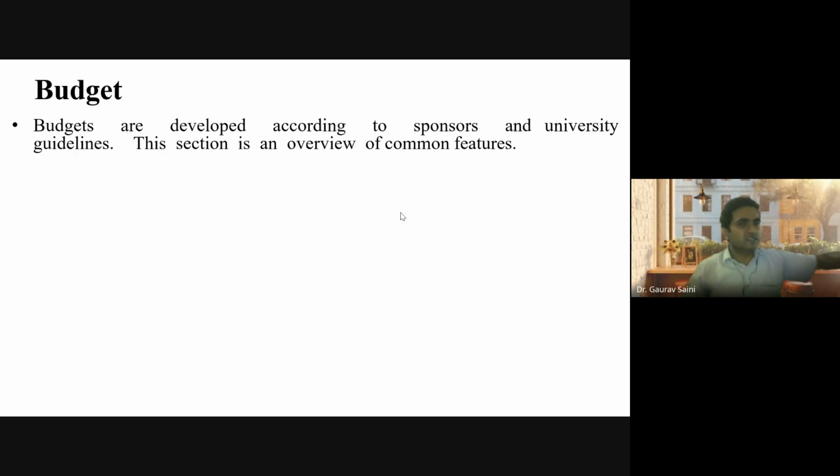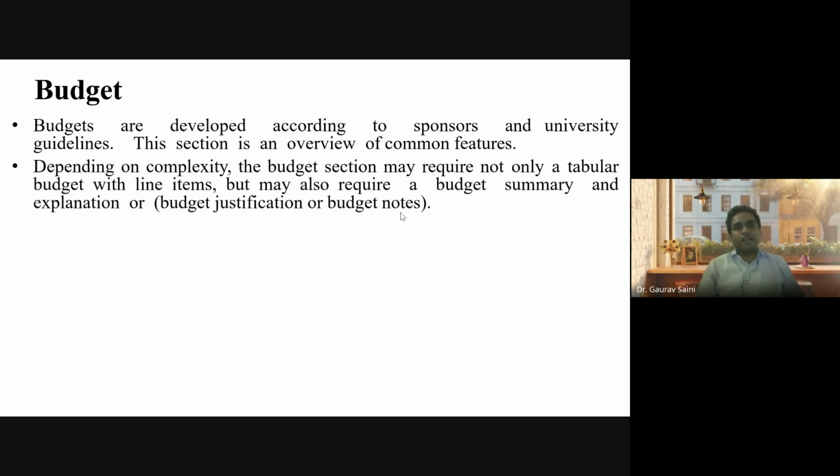So the next is the budget. Budgets are basically developed according to sponsors, or I would say the funding agencies, as per the university guidelines, and that section is an overview of common features. Depending on the complexity, the budget section may require not only a tabular budget with line items, but may also require a budgetary summary. Summary means, as we have covered in the personnel section, why this particular person is needed. Similarly for equipment, and similarly for miscellaneous items. This has to be provided, with justification of why and what the need is.